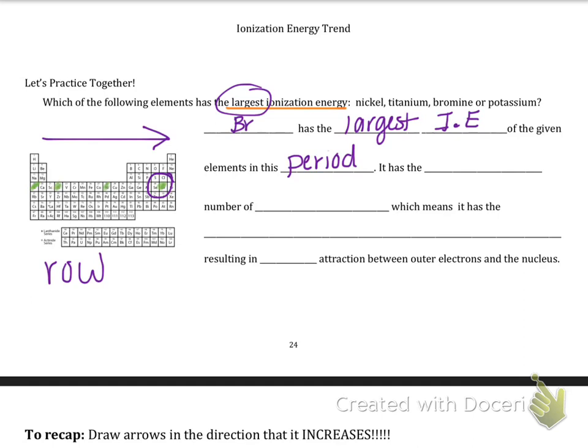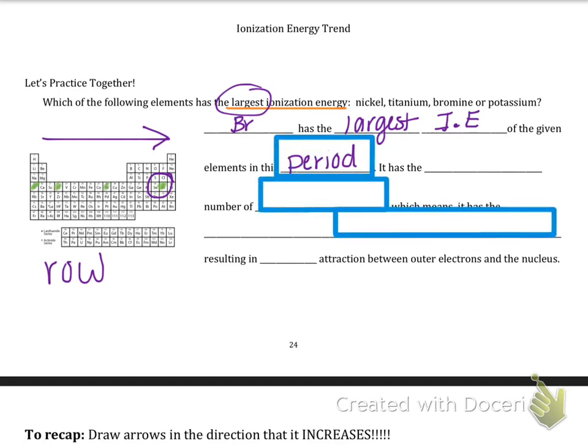Remember that when you write the word period here, you have to write the corresponding words that go along with it. Those words for period are protons and nuclear charge. The reason why we do not talk about energy levels is because all of these elements are on the fourth row, meaning all of them have 4 rings. They all have the same number of energy levels, so it makes no sense to talk about energy levels. So we have to talk about protons instead.